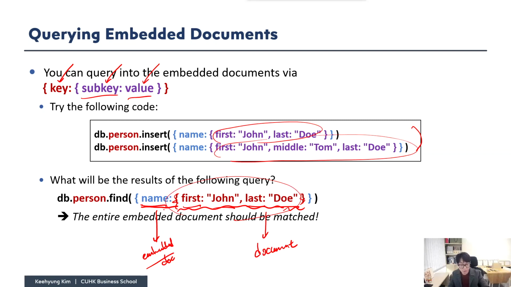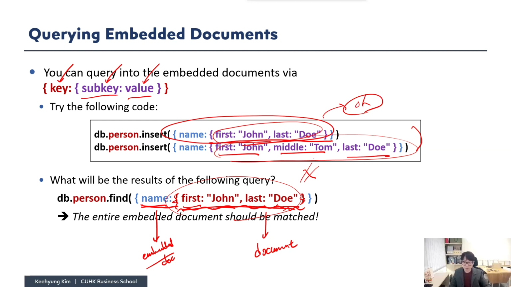So MongoDB will try to do exact matching. The first one has a first name and last name, John Doe. It's an exact match. But the second one, it has first, last, but there's also middle. So these two are not an exact match. So only the first document will be returned as a result. So that's what's happening here.